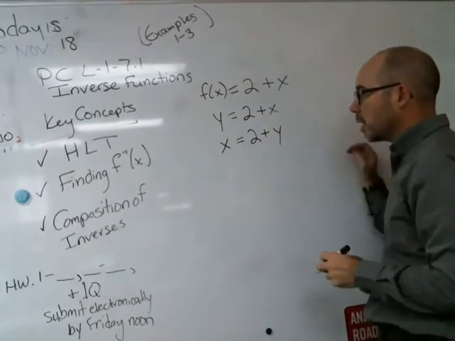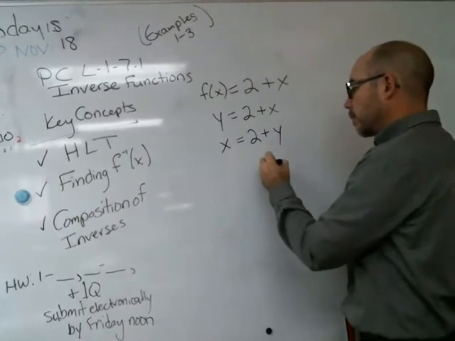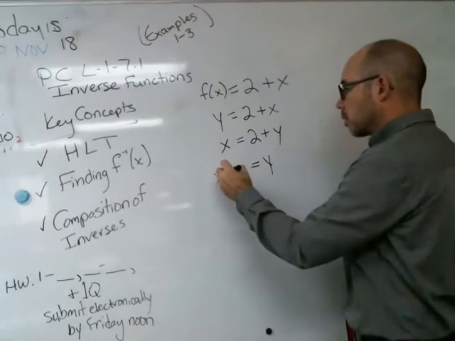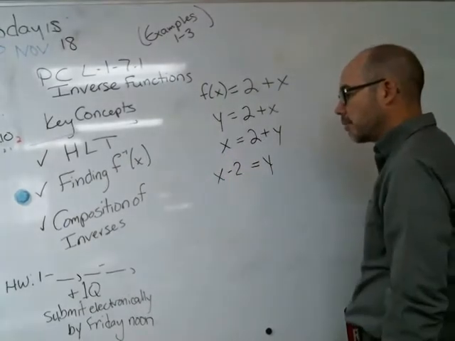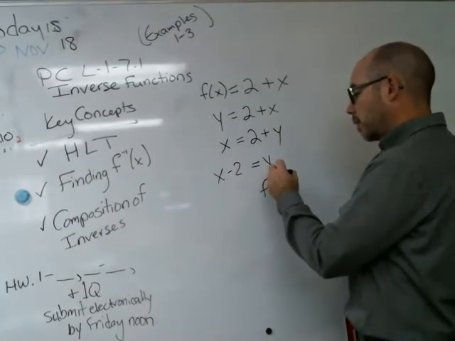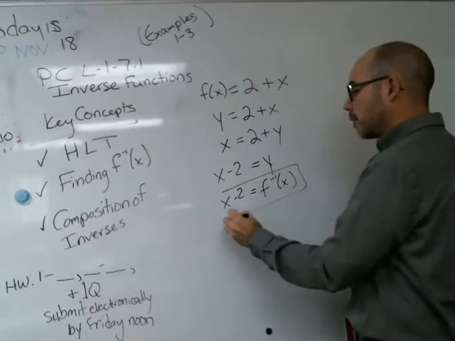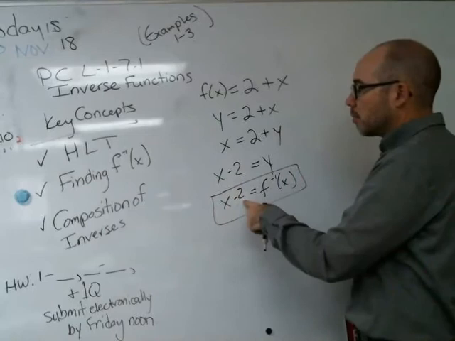And then where there's x, we put a y. We're then going to solve this for y. So y would equal x minus 2. And then lastly, we're going to replace the y with f to the negative 1 of x. So there's our inverse function, x minus 2.